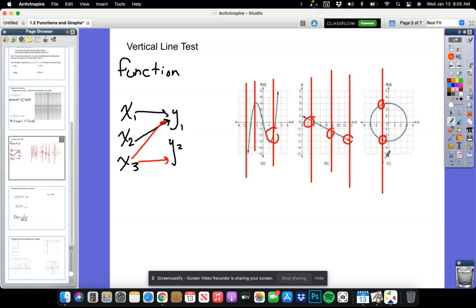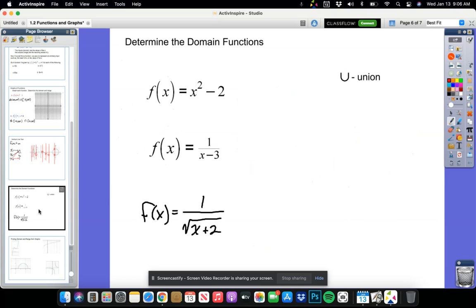So this is not a function. This is just a vertical line test. As you go through your homework, it'll ask you, is this a function, yes or no? And then if it is a function, what's the domain and what's the range? And this would be the best way to do it. Just do a vertical line. Does it touch two spots, yes or no? So this kind of determines the domain and range.